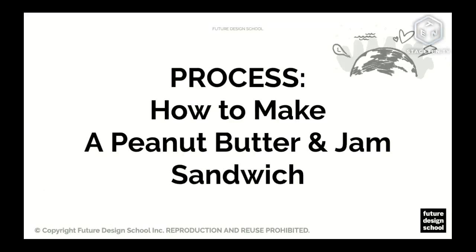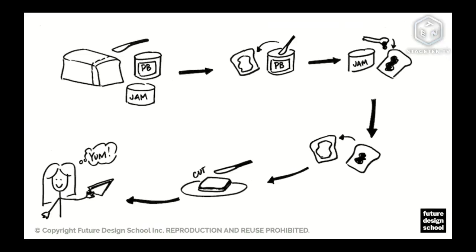So to give you an example of what this looks like, we are going to show you a process map on how to make a peanut butter and jam sandwich. If we were to look at that process, you may have something that looks a little bit like this, where first you're cutting the bread, then you're adding peanut butter, you're adding jam, you're putting the bread together, you're cutting it in half, and then somebody is enjoying it. That is a simplified version of a process map.